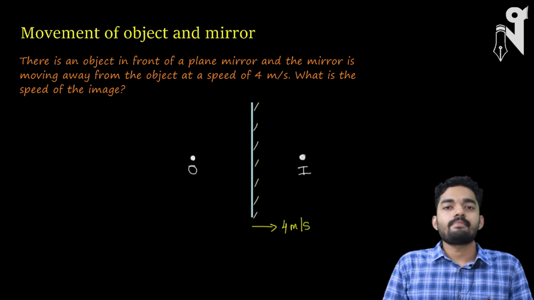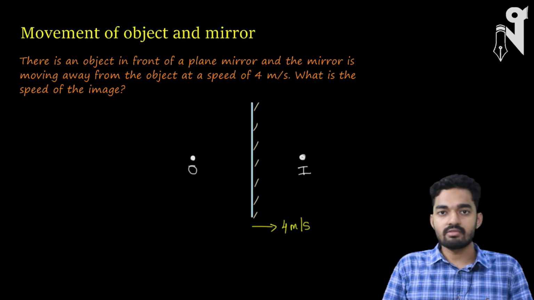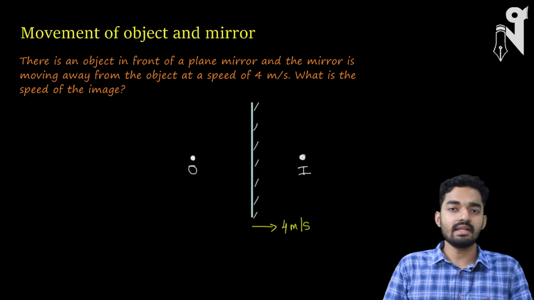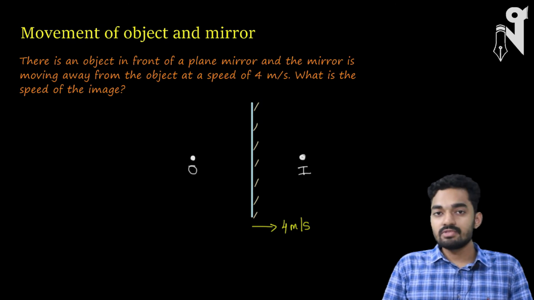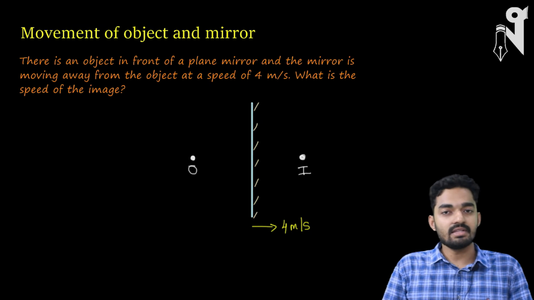Well, we know that if the mirror moves by a distance x in the forward or backward direction, the image will move in the forward or backward direction respectively by a distance of 2x, right? So if you displace the mirror backwards by, let's say, 10 centimeters, then the image will get displaced backwards by 20 centimeters, right? Or if you displace the mirror forward by 10 centimeters, then the image will get displaced by 20 centimeters in the forward direction.